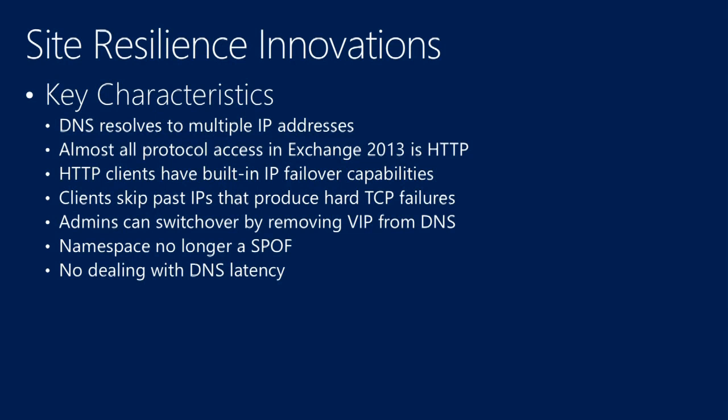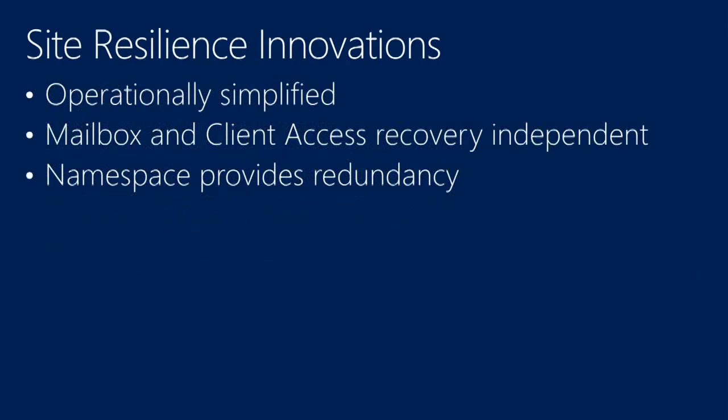And what that really means, though, is that the namespace is no longer a single point of failure. In fact, it's just the opposite. The namespace is now being used to provide redundancy for the client. And there's no dealing with DNS latency because you don't necessarily need to do a data center switchover. Now, in Europe, DNS latency is not such a big deal, but there are some parts of the world where DNS latency is really bad. It could take a day or two before all the records get replicated around where they need to. So we solve all these problems by going down this route. So site resilience is now operationally simplified in 2013. And the mailbox and client access are recovery independent.